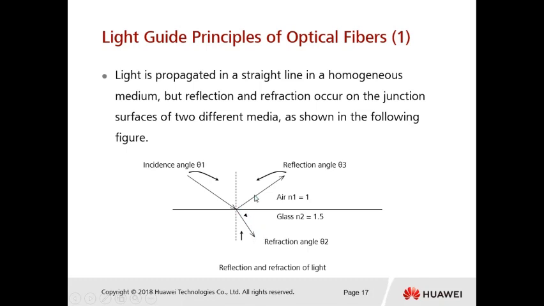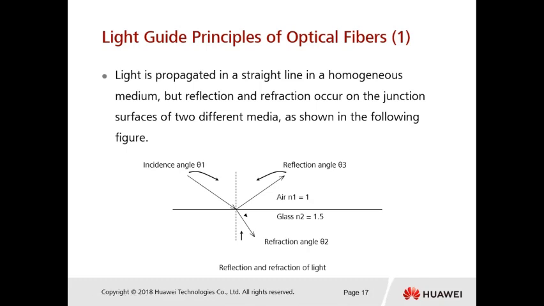But we will have two different things. First of all, we will have reflection. For this, the incidence angle theta 1 must be 100% equal to the reflection angle theta 3, so these two are equal. But for the refraction it is a little different, because the refractive index is larger in the glass. So the refraction angle theta 2 must be smaller than the incident angle theta 1. So that's the knowledge we should know.